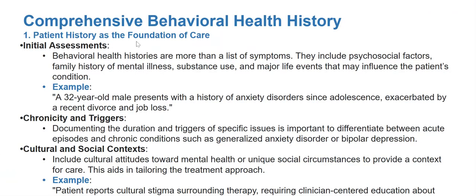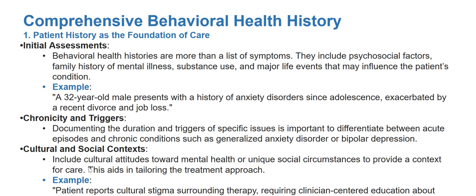Key points: comprehensive behavioral health history, patient history as the foundation of care. In initial assessments, behavioral health histories are more than a list of symptoms. They include psychosocial factors, family history of mental illness, substance use, and major life events that may influence the patient's condition. Example: a 32-year-old male presents with a history of anxiety disorders since adolescence, exacerbated by a recent divorce and job loss. Chronicity and triggers. Documenting the duration and triggers of specific issues is important to differentiate between acute episodes and chronic conditions such as generalized anxiety disorder or bipolar depression.